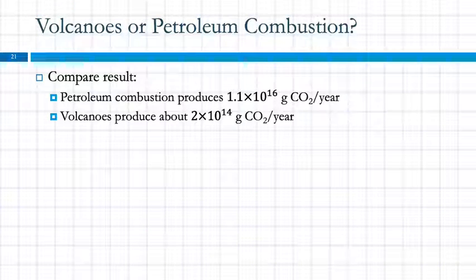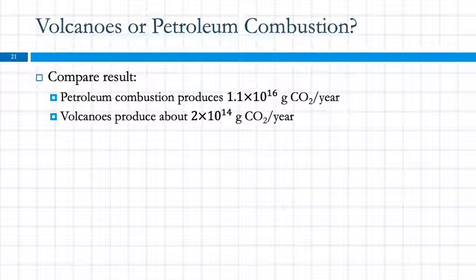So that sounds like a lot of CO2. Let's compare that to how much volcanoes produce. This is what we just calculated, 1.1 times 10 to the 16th grams of CO2 per year. And there's no reference given, but somewhere they've got this estimate that volcanoes produce about 2 times 10 to the 14th grams of CO2 per year. So that's smaller. Is it significantly smaller?